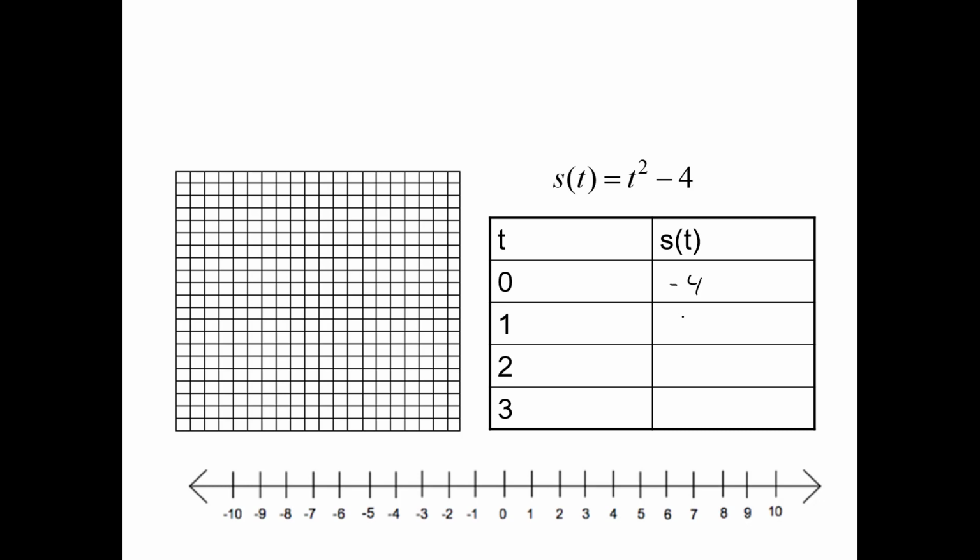After 1 second, then it's at negative 3. 1 minus 4 is negative 3. After 2 seconds, then it is at 0. And then after 3 seconds, 3 squared minus 4, 9 minus 4 is 5. So when we started, we were over here at negative 4. After 1 second, we only changed 1 unit, and we got to negative 3. And then 1 more second goes by, now we're at 0. 1 more second goes by, and now we're at 5.